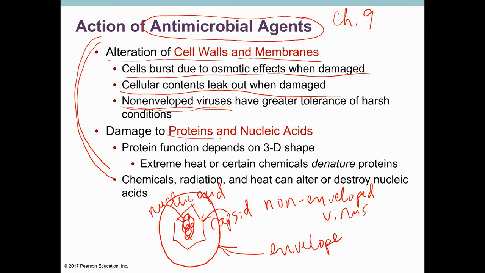Now, also, you're probably familiar with proteins. Proteins have 3-dimensional shapes, so anything that denatures proteins will destroy the metabolism and the structure of a cell or a virus. And anything that affects nucleic acids, anything that alters or destroys nucleic acids, can also kill or inactivate cells and viruses. So these are the four things that destroy cell walls, cell membranes, proteins, and nucleic acids. So the antimicrobial agents that we're going to look at in Chapter 9 will have one or more of these effects.